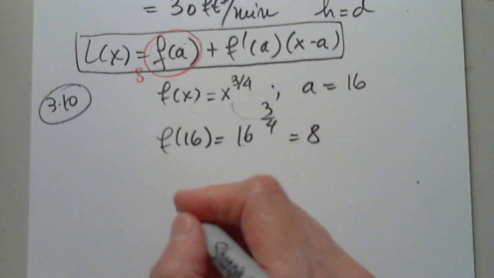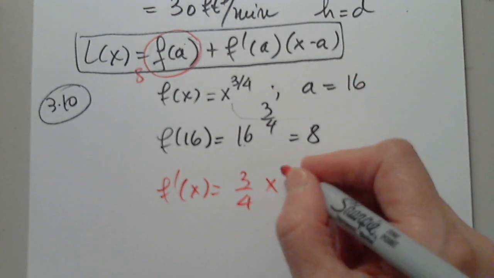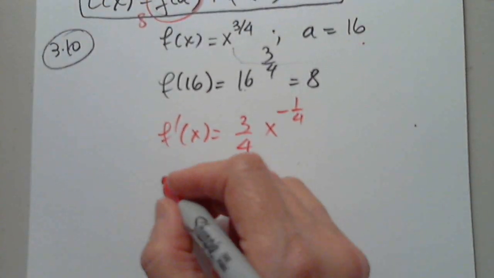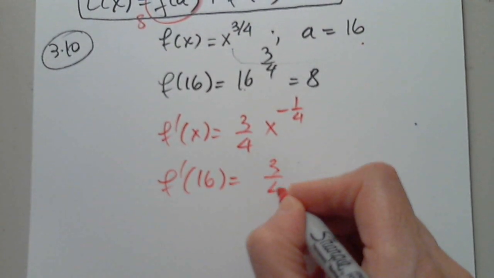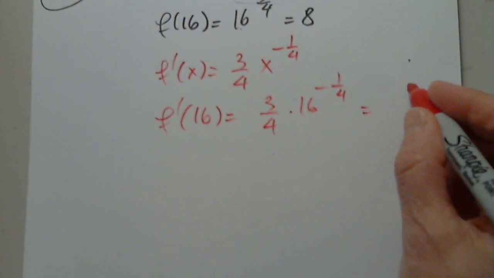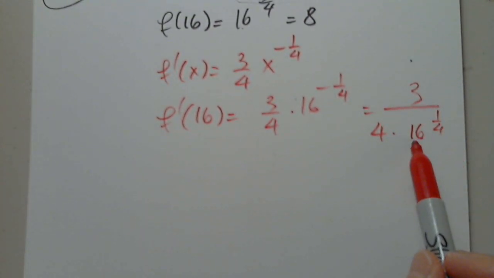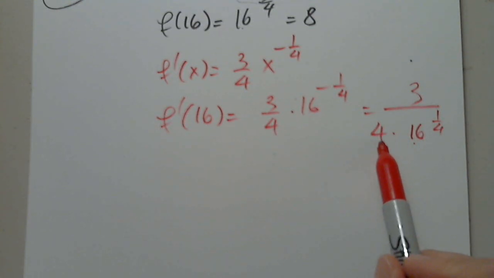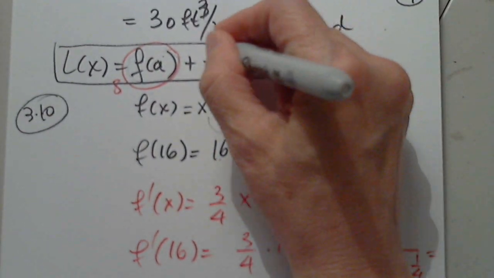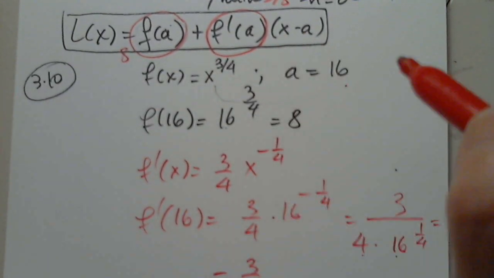Then I have to differentiate. So f prime of x is 3/4 x to 3/4 minus 1, which is negative 1/4, which is this piece. And I have to plug 16 in. So f prime of 16 is 3 over 4 times 16 to negative 1/4. Better to change this into a fraction, 3 over 4 times 16 to 1/4. The fourth root of 16 is 2. 2 times 4 is 8. So this answer is 3 over 8. So this piece is 3 over 8, and this piece is x minus 16.